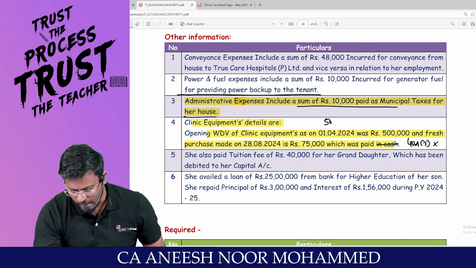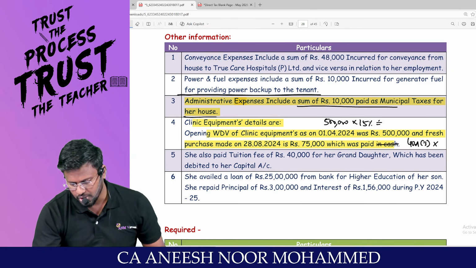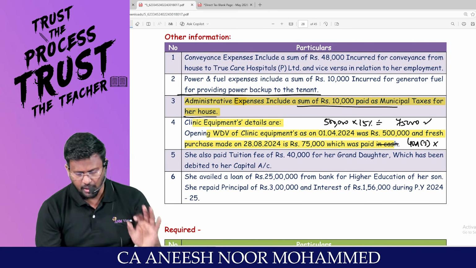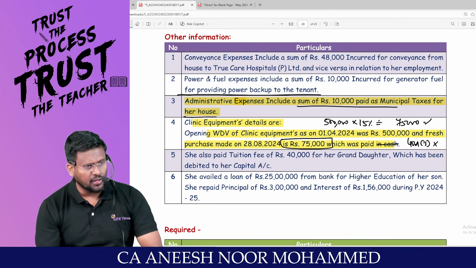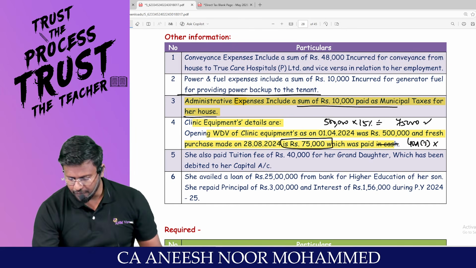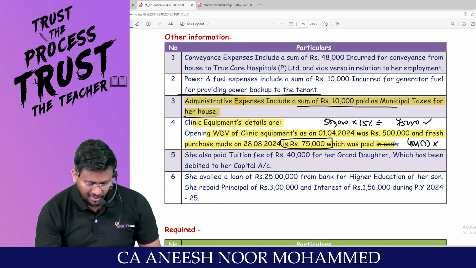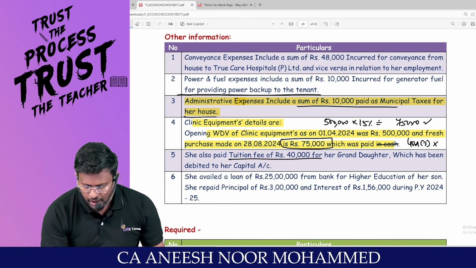That means you have to calculate 5 lakh into 15%. That's it. Comes to only 75,000 depreciation can be allowed. For this cost of 78,000, no depreciation will be allowed. Don't get confused with this 75 and this 78. Am I right? She also paid tuition fee of rupees 40,000.